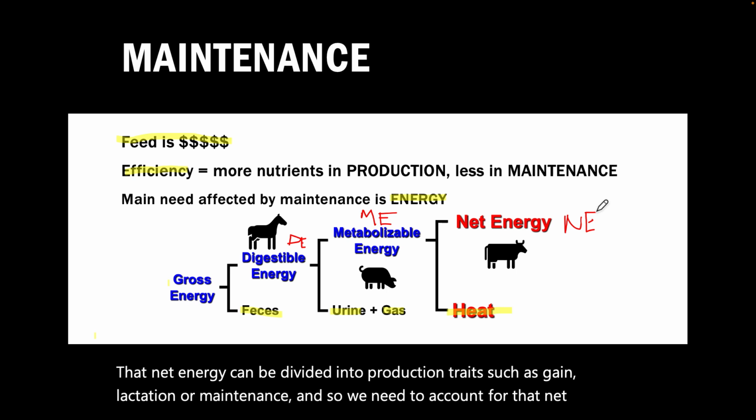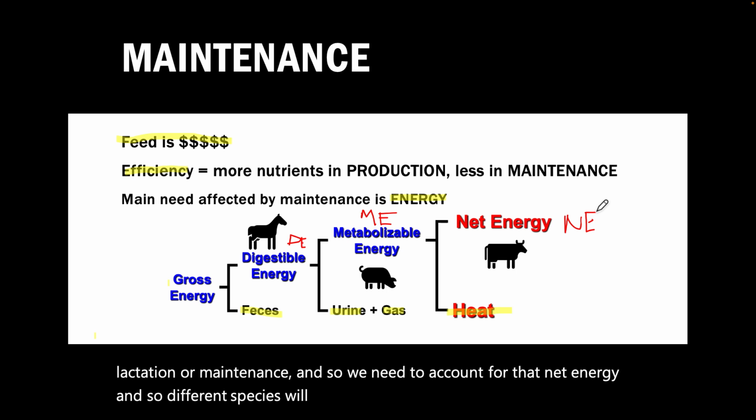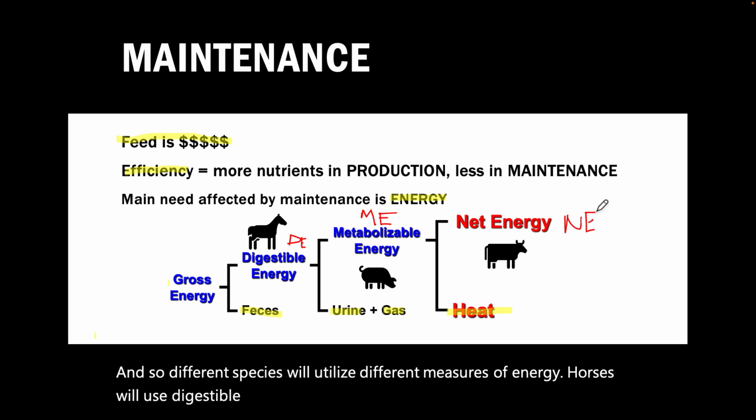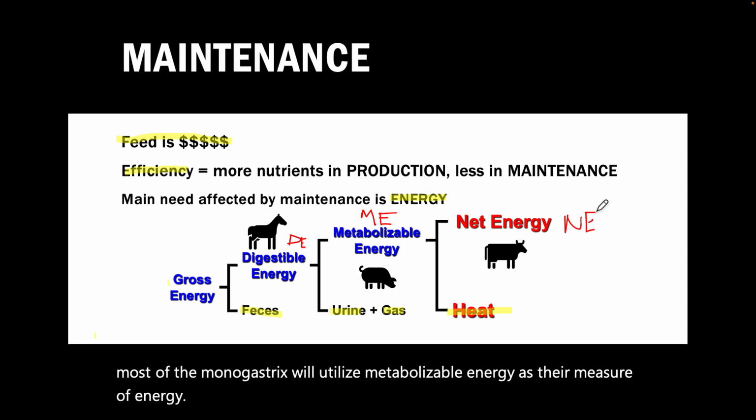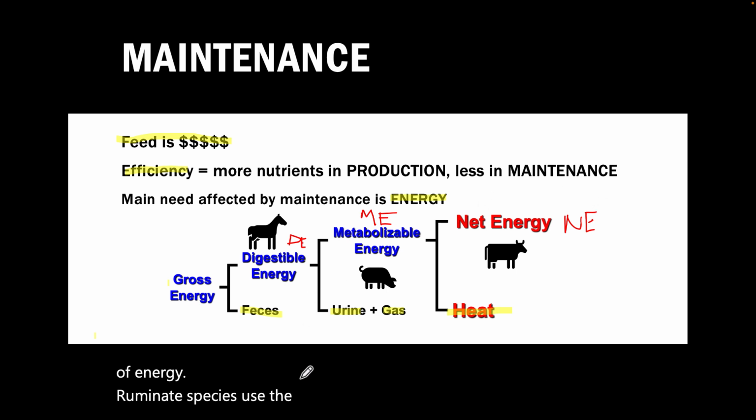And so different species will utilize different measures of energy. Horses will use digestible energy. Swine and poultry and the companion animals, most of the monogastrics, will utilize metabolizable energy as their measure of energy. Ruminant species use the net energy system.